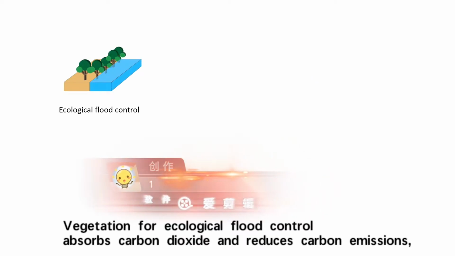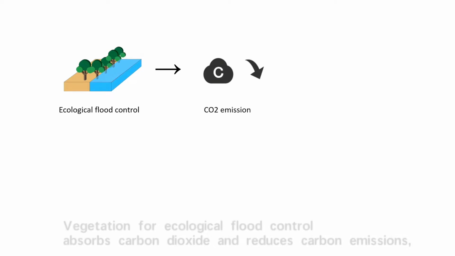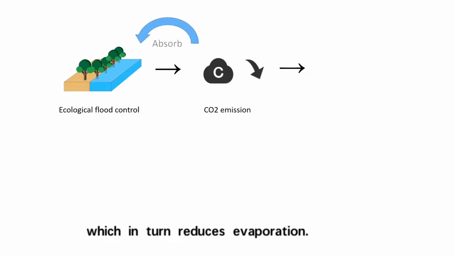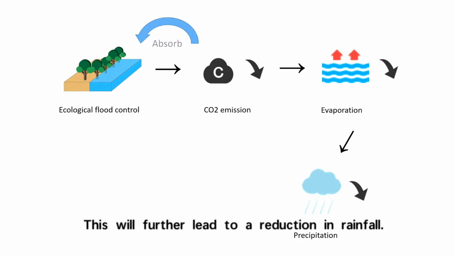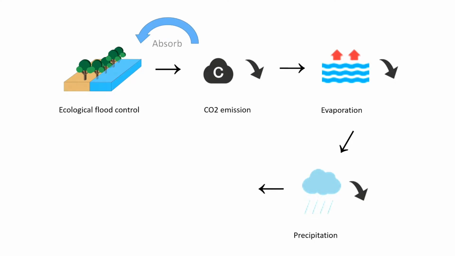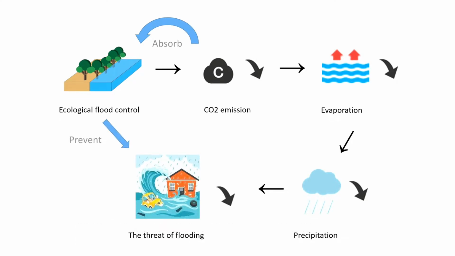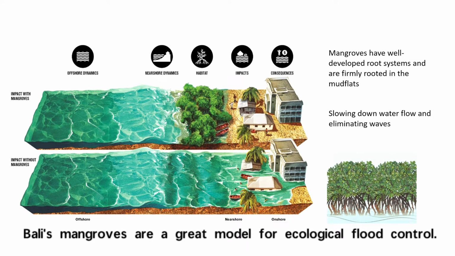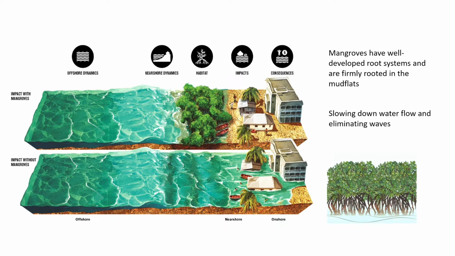Vegetation for ecological flood control absorbs carbon dioxide and reduces carbon emissions, which in turn reduces evaporation. This will further lead to a reduction in rainfall, resulting in a lowering of the water level and reducing the threat of flooding. Bali's mangroves are a great model for ecological flood control. The well-developed root systems of mangroves help to slow down the water flow and eliminate waves.